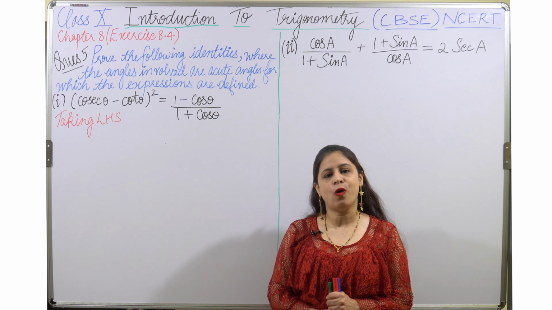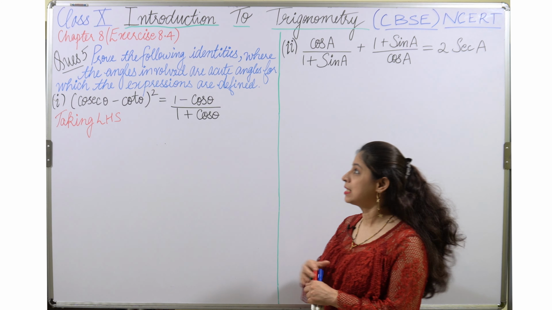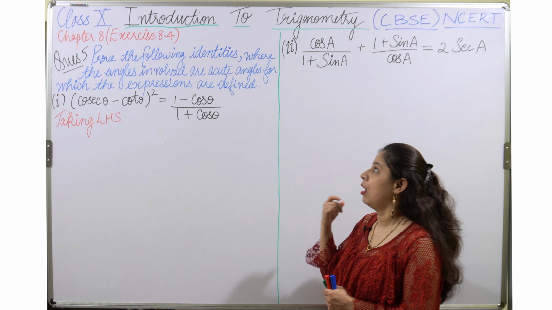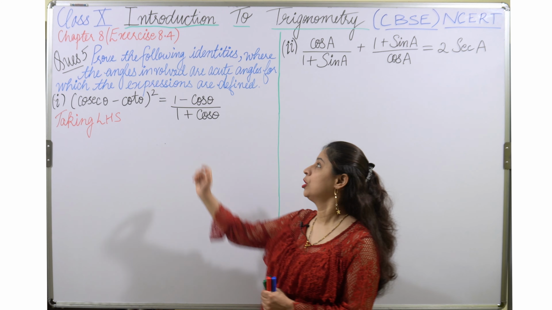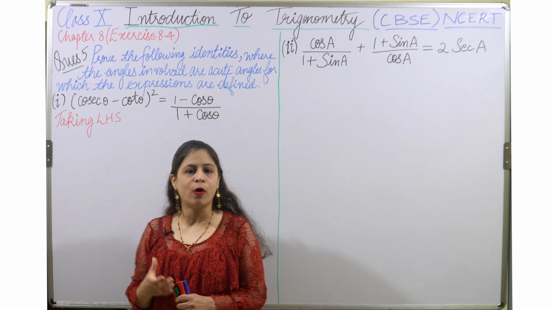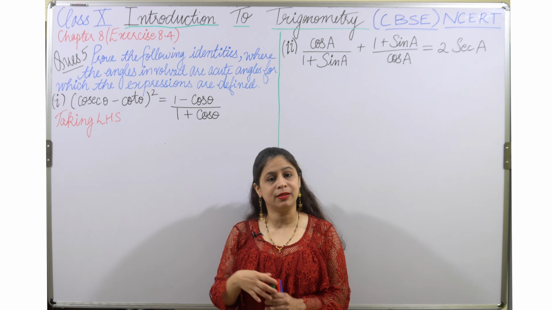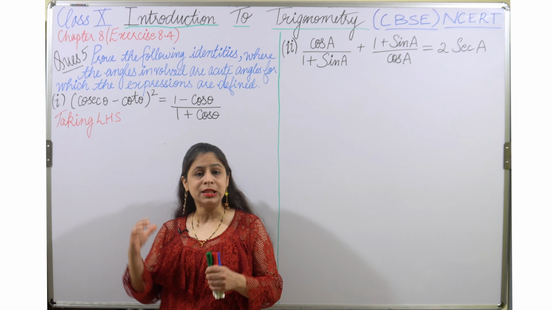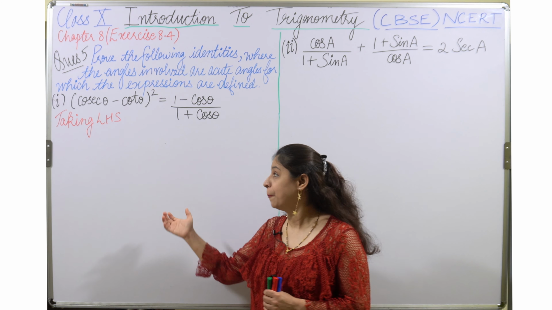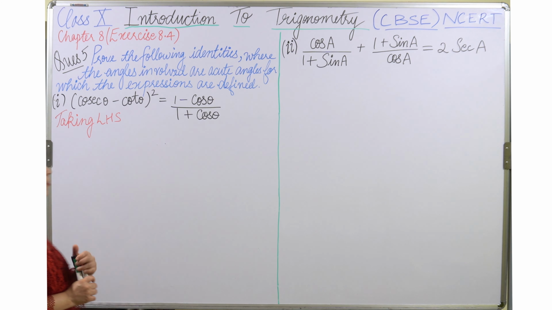Exercise 8.4 of class 10 CBSE NCERT. So question number 5 says, prove the following identities where the angles involved are acute angles for which the expressions are defined. This is a very important question, as this type of question really comes in the examinations. In these questions we need to prove LHS is equal to RHS. So let us start with the first part of question number 5.